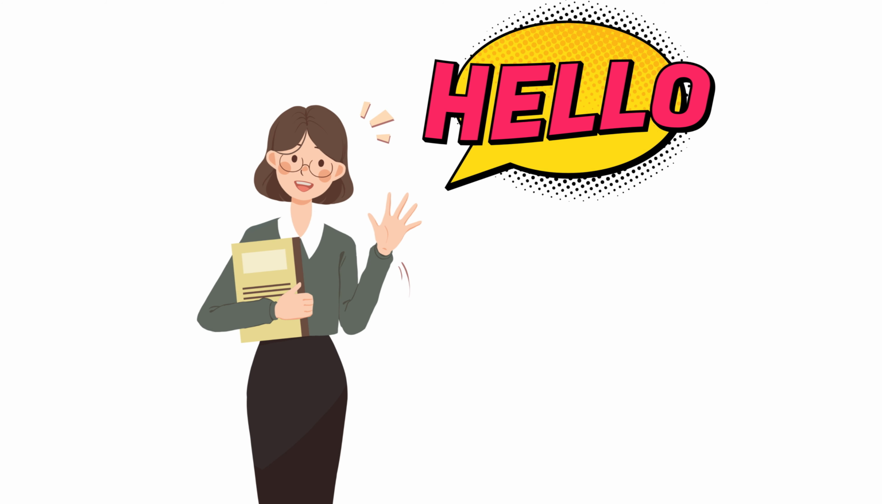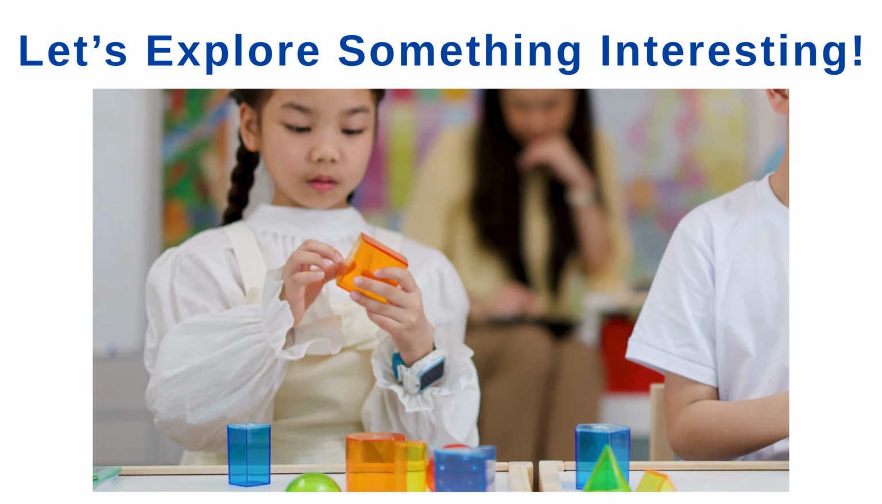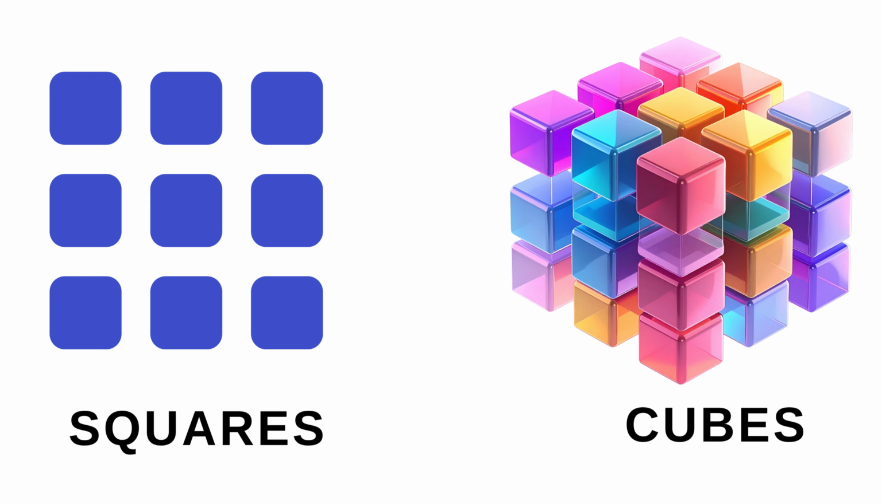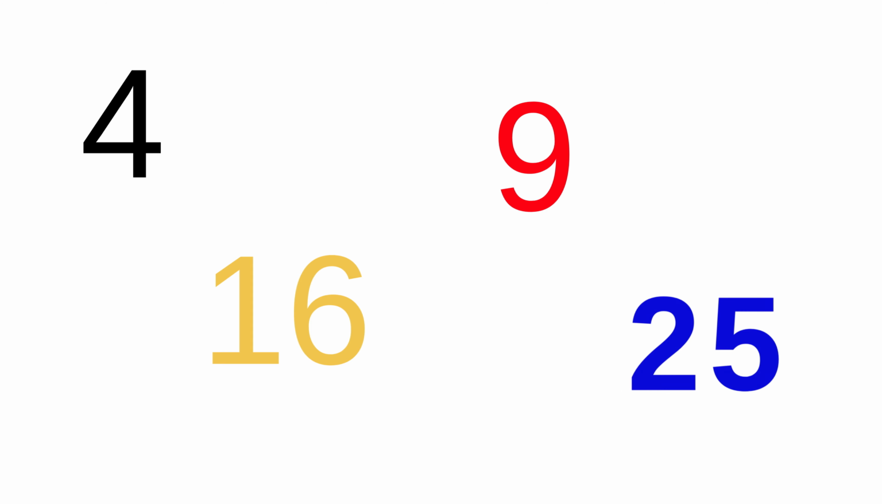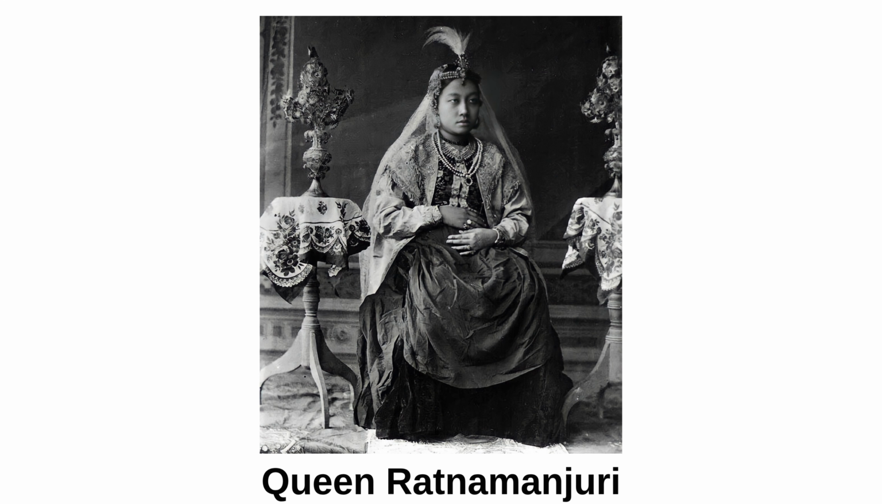Hello, everyone. Today we begin a fascinating chapter called A Square and a Cube. Today we are going to explore something very interesting, squares and cubes of numbers. Have you ever wondered why numbers like 4, 9, 16, and 25 appear so often in mathematics? In your textbook, there is a famous story about Queen Ratnamandri.